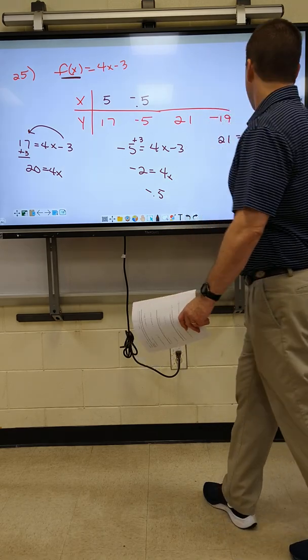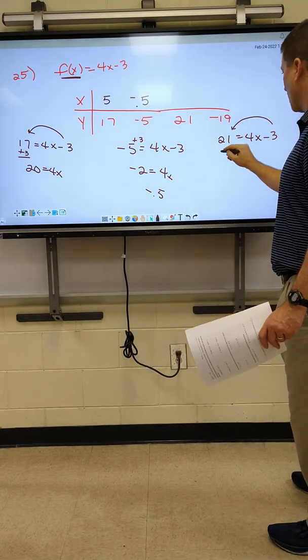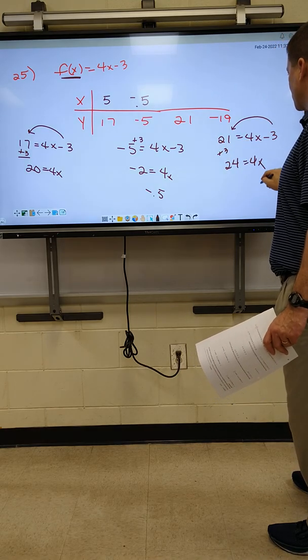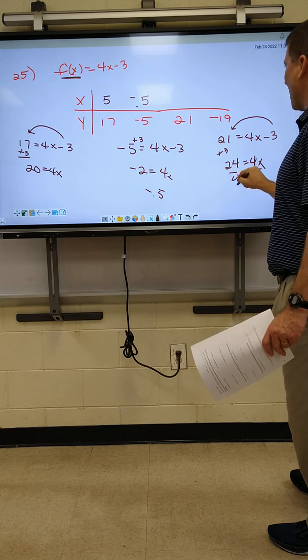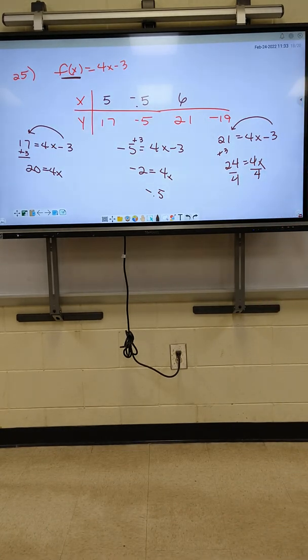All right, so Justin, what happens with -3 when I move it over? +3. Okay. So I got 24 equals 4x. Divide by 4, I got 6. That's what I got. All right, now do -19. Is it a decimal when y'all did -19? No. Good. -4. I like that. What did you get on the other one?